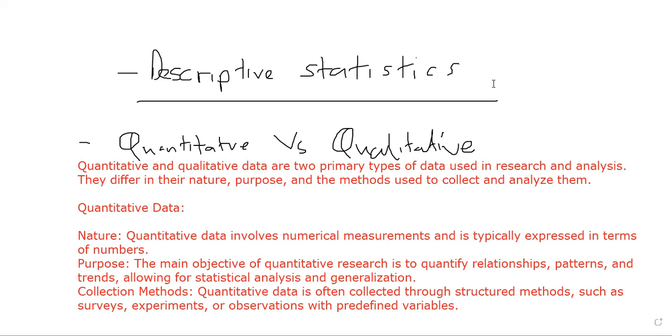So the main purpose of quantitative data is basically to quantify relationships, the patterns, the trends, and also to allow statisticians to make statistical analysis. So usually we collect this using instruments like surveys, questionnaires, etc. So this is quantitative data.